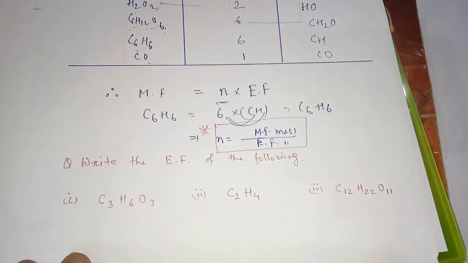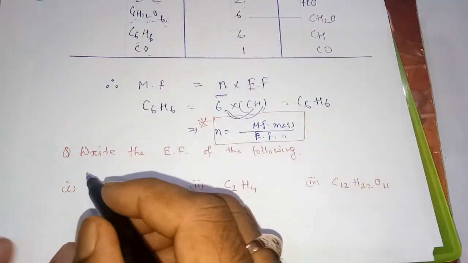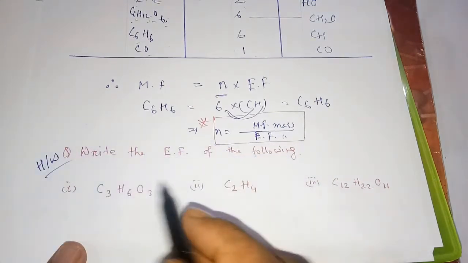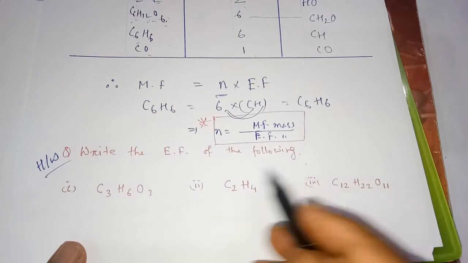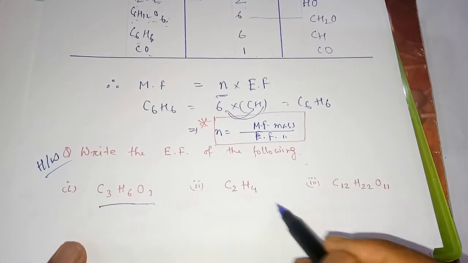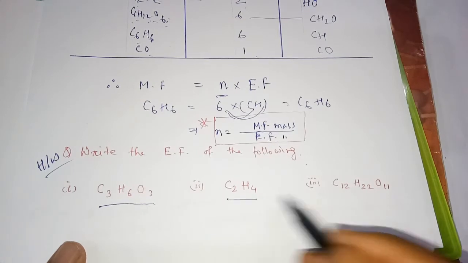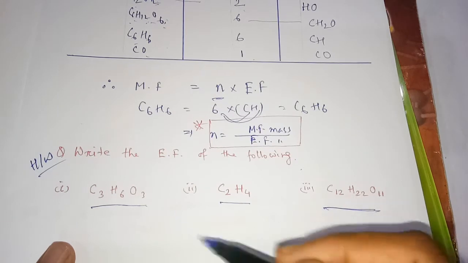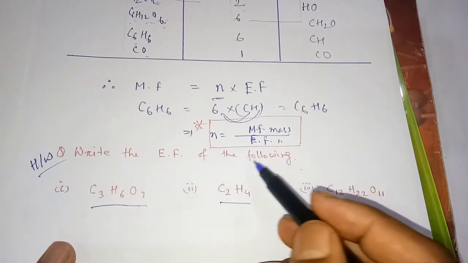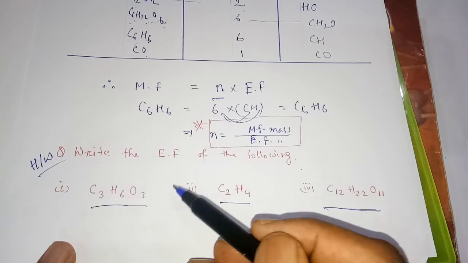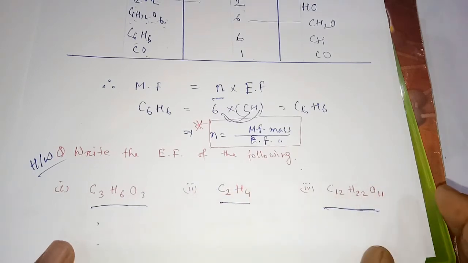Next students, these things also you do as homework. Write the empirical formula of the following: C3H6O3, C2H4, then C12H22O11. So from that you try to find out the empirical formula. You take the common factor 3 there, this is CH2O. Like that you can calculate on your own.